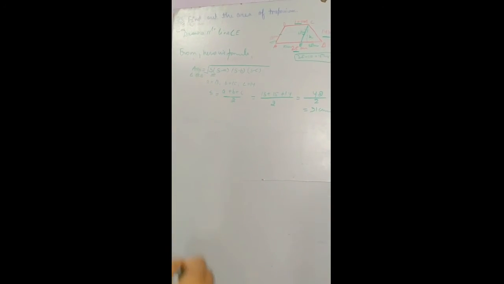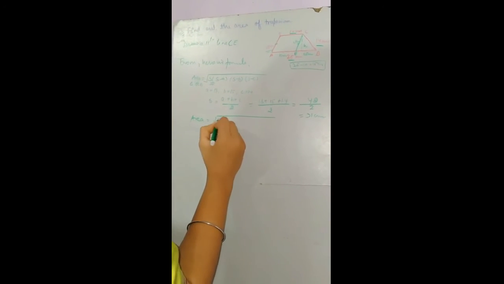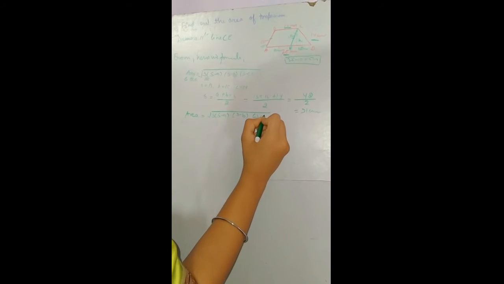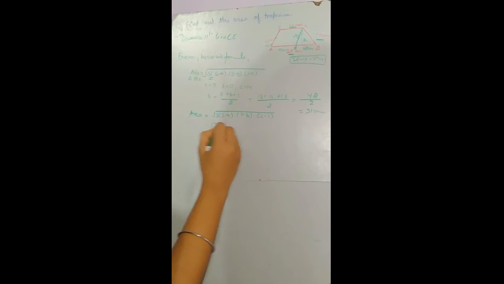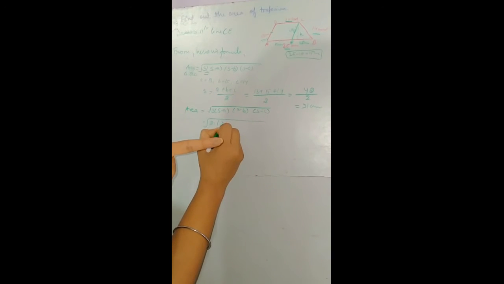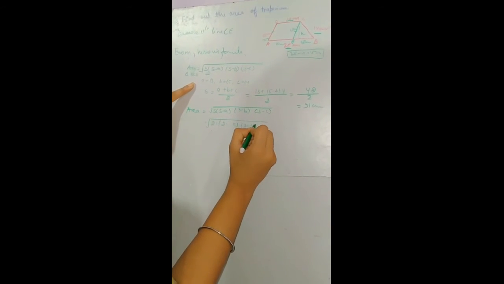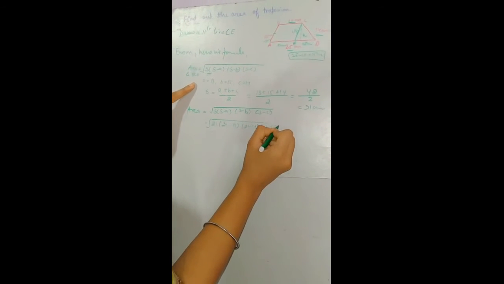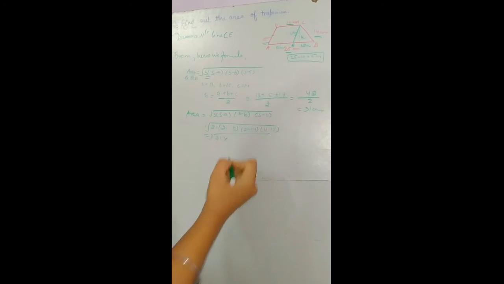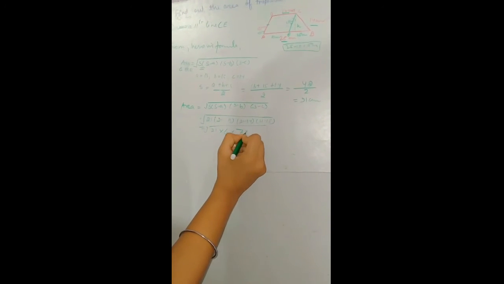21 centimeter is S. Okay, now we have to find out the area. We will put all these values in there. Firstly, I write this equation. S we have found already, 21 minus 13, 21 minus 14, 21 minus 15. So root under 21 into 8 into 7 into 6.